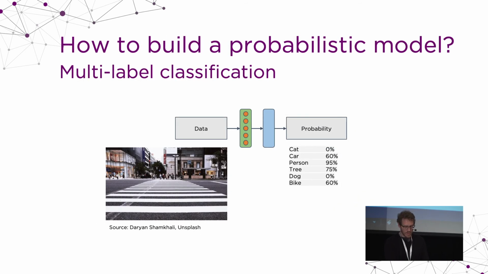If I want to do multi-label classification, remember we had this image where we want to find all the objects in the image. Here I have in my dictionary 6 concepts: cat, car, person, tree, dog, and bike. For each of the concepts, my model must predict, is the object in the image or not? The prediction is done concept by concept. So here the model is pretty certain that there are persons in the image. There is no cat in this image. And the model is 60% sure that there is a bike in this image.